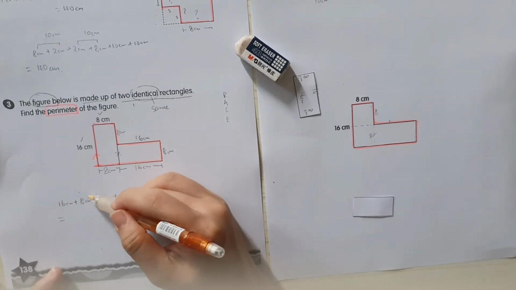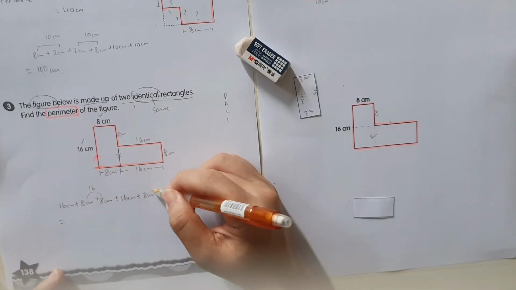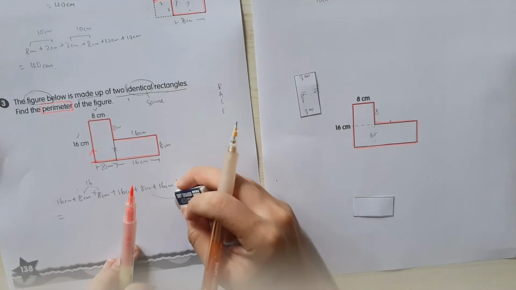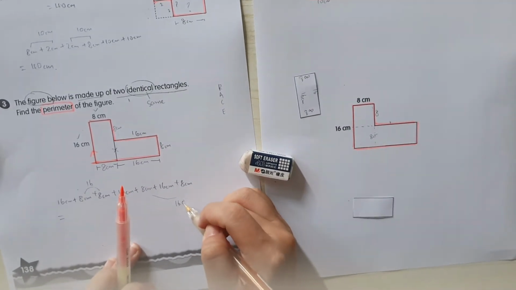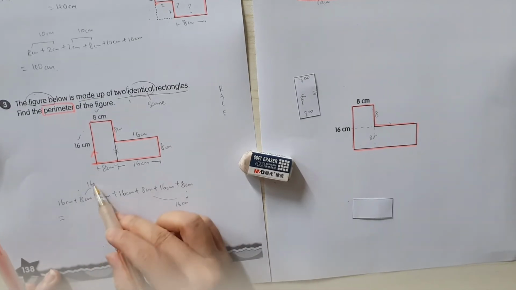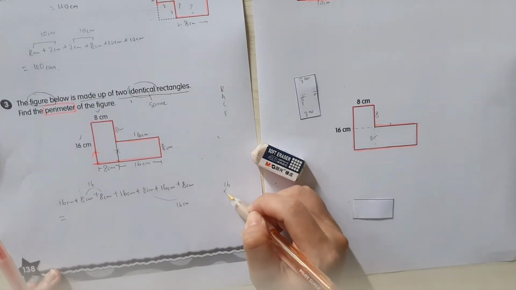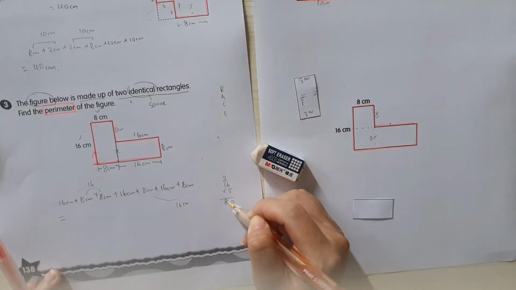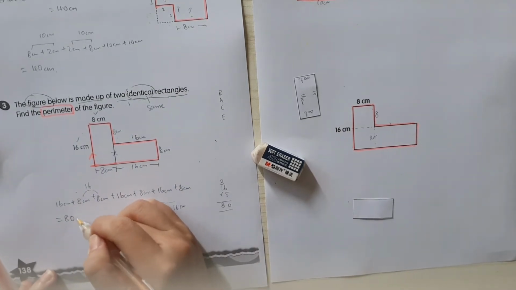I do my addition. Just a quick step of doing this. So I like to make couplets in numbers, so it helps me to add faster. So I have 1, 2, 3, 4, 5, 5 of 16. Total 80 centimeters.